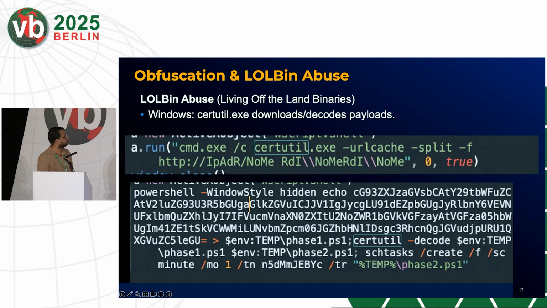Now we will see LOLBins, living off the land binaries abuse. Attackers leverage trusted, built-in system binaries to carry out malicious actions. On Windows, one of the most commonly abused binaries is certutil.exe, which was originally designed to manage certificates. Attackers exploit certutil to download payloads directly from a URL, or can pass them with parameters as well.